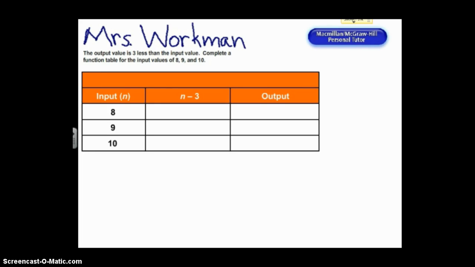Hello, this is Mrs. Workman. The output value is 3 less than the input value. Complete a function table for the input values of 8, 9, and 10.